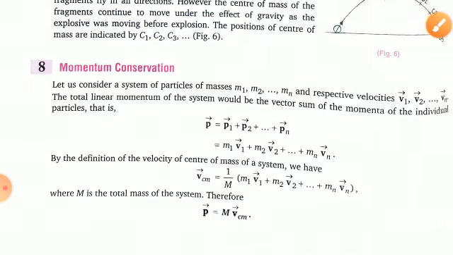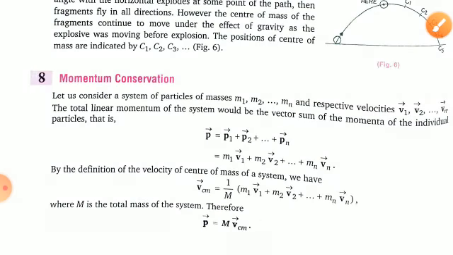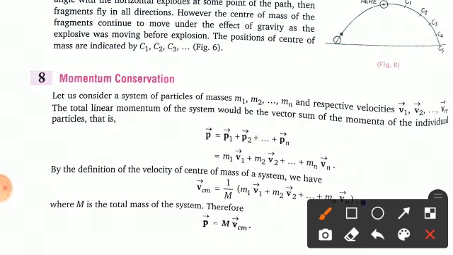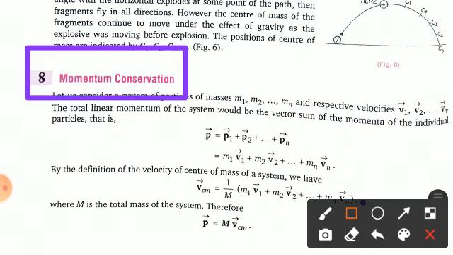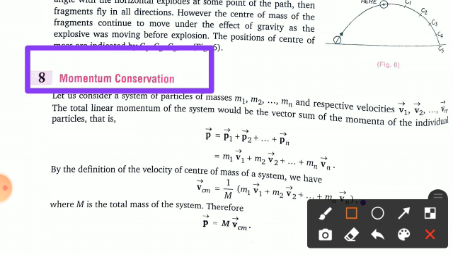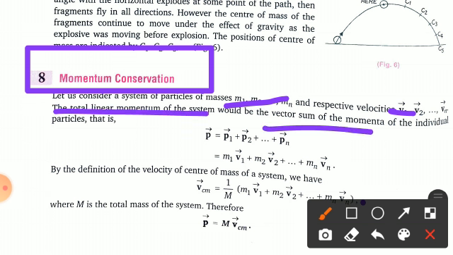Fine. Now this is the last one, conservation of momentum, an important topic. So read it properly, what we are going to discuss here. Let us consider a system of particles of masses m1, m2 up to mn, respectively. Their velocities are v1, v2 up to vn. So the total linear momentum of the system would be the vector sum of the momenta of the individual particles, and you know very well what momentum is.